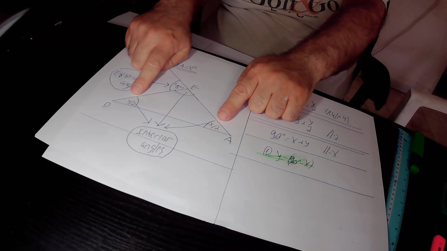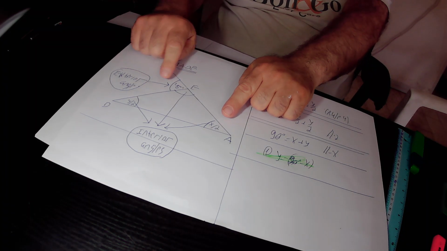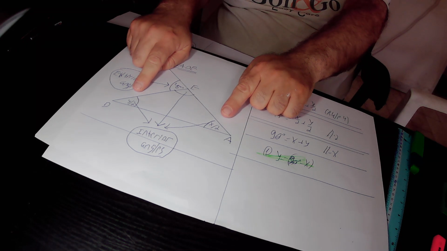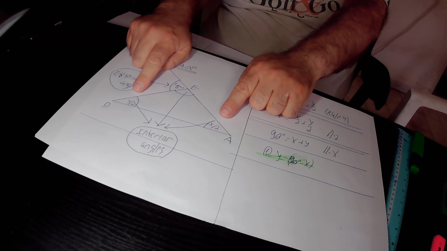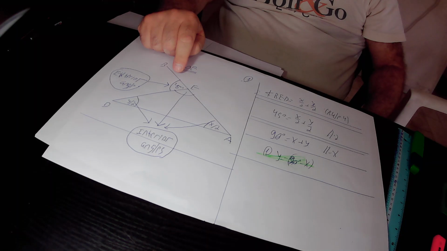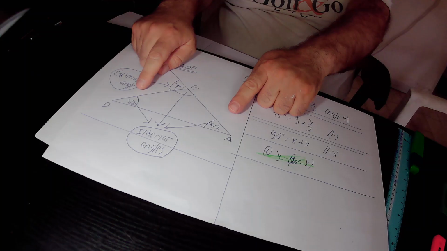That is to say, the size of the exterior angle BED will be equal to x over 2 plus y over 2. Again, according to rule 4, the size of this exterior angle BED will be equal to the sum of the two interior angles that are not adjacent to it. The two interior angles that are not adjacent to it are x over 2 and y over 2. So in conclusion, we found out that the size of this exterior angle BED according to rule 4 is equal to x over 2 plus y over 2.